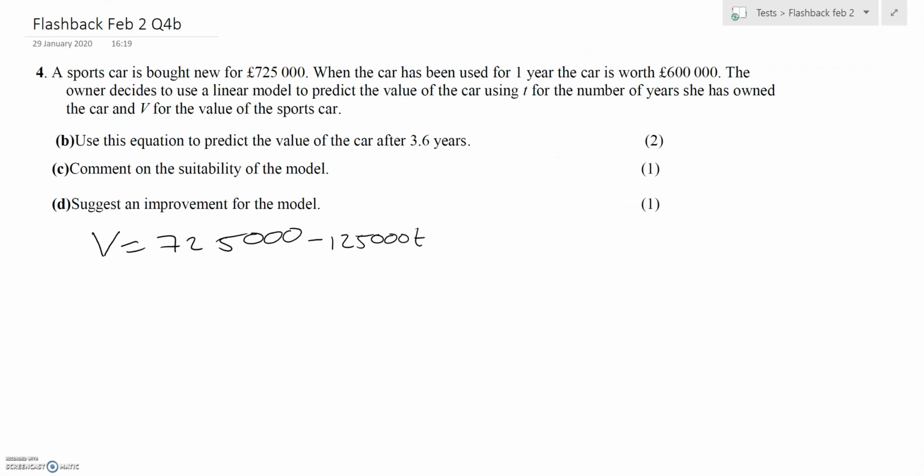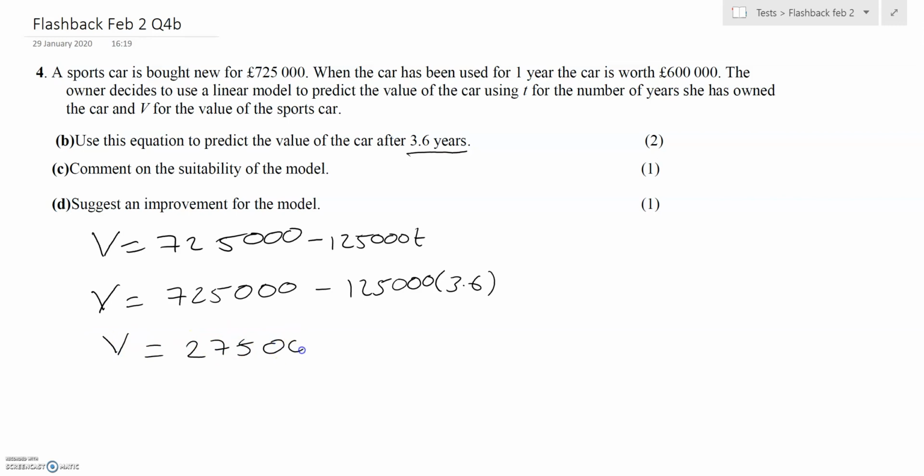Part B says use this equation to predict the value of the car after 3.6 years. So we know that in this case, T is equal to 3.6. So let's sub that in. And this gives us 275,000.